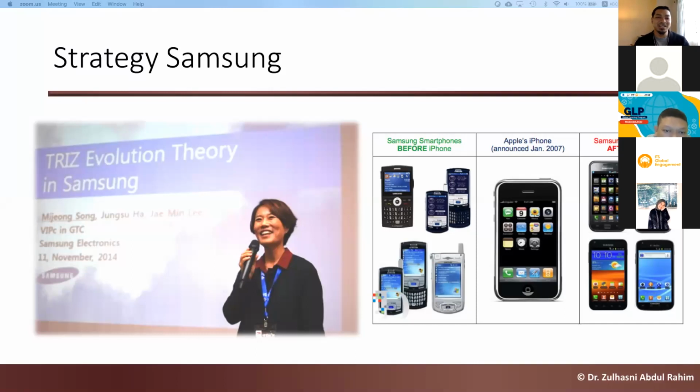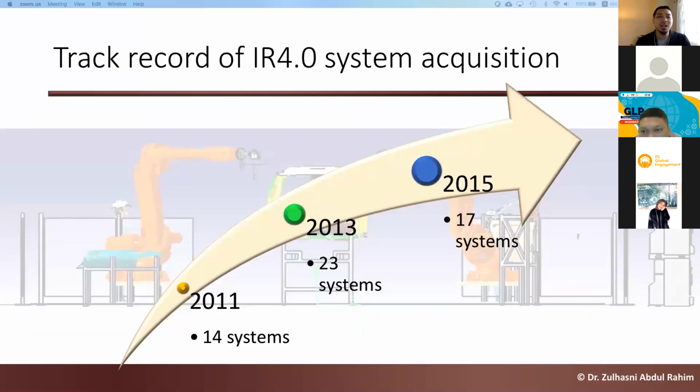Okay, so that is the beauty part of TRIZ innovation. And I've also learned this and tried to apply it in Industry 4.0. It is a big word: developing a product, developing a system. Okay, I'll show you one of the sites in Proton.